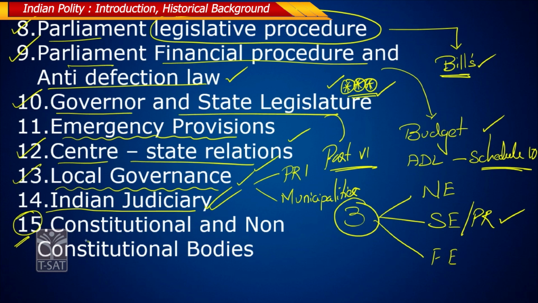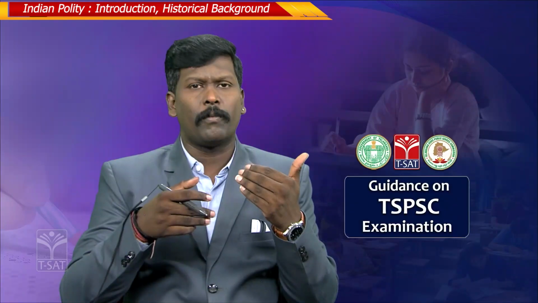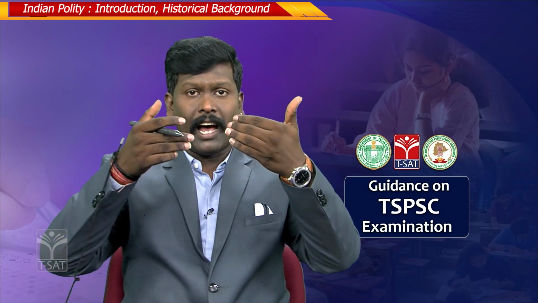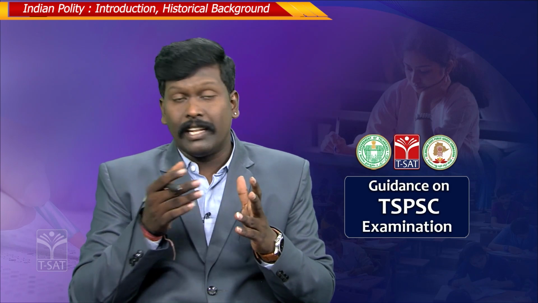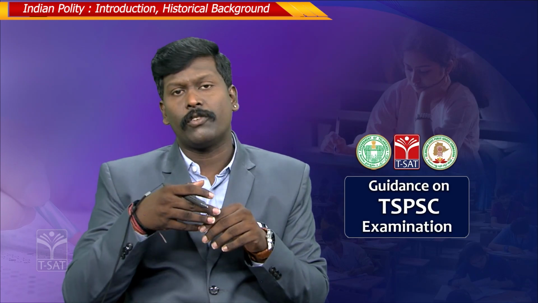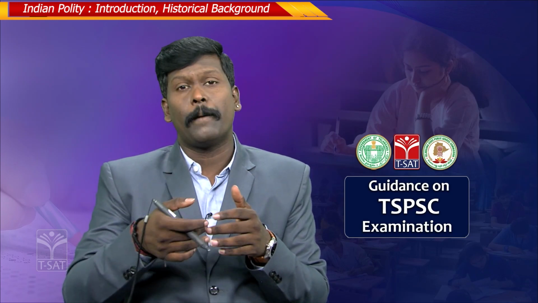Now lastly we have constitutional and non-constitutional bodies. What is the meaning of constitutional bodies? Those authorities which get power and authority directly from the constitution are called constitutional bodies. What is a non-constitutional body? Those bodies which get authority by a law made in the parliament or in the state legislature. They are established by a law. They are called non-constitutional bodies. For example, constitutional bodies: we have the Election Commission of India, Union Public Service Commission, Finance Commission, etc.